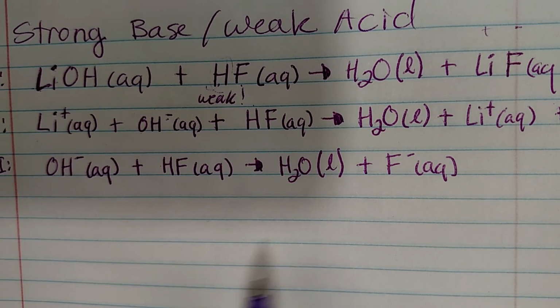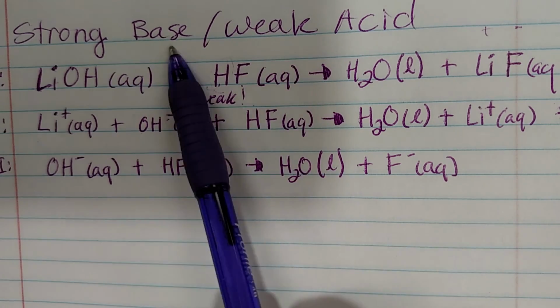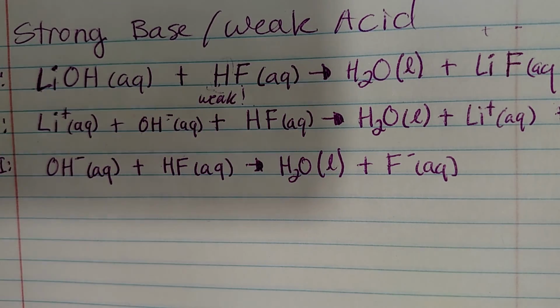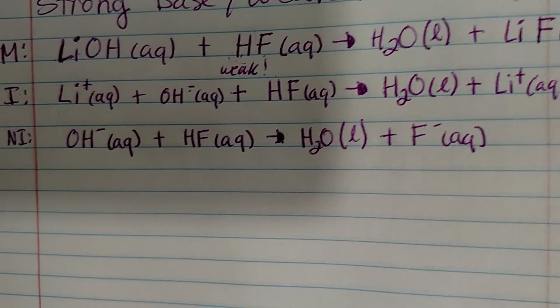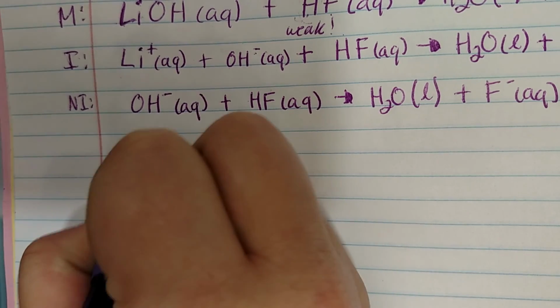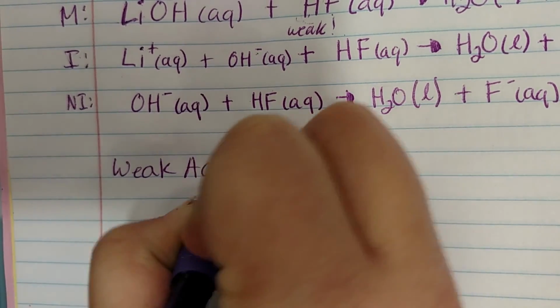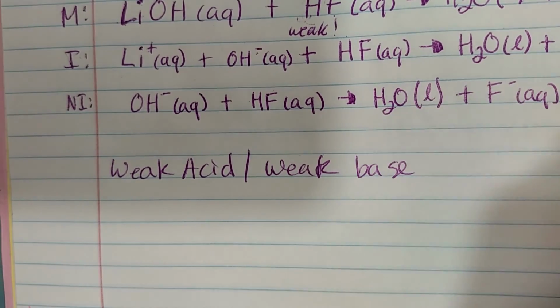So when we had a strong acid and a strong base, we were able to cross out more spectators. When we have one of them weak, it eliminates one of our spectator ions, and we get less to cross out. All right, we're going to do one more example. We are going to do an example where they're both weak, so weak acid, weak base, or weak base, weak acid.